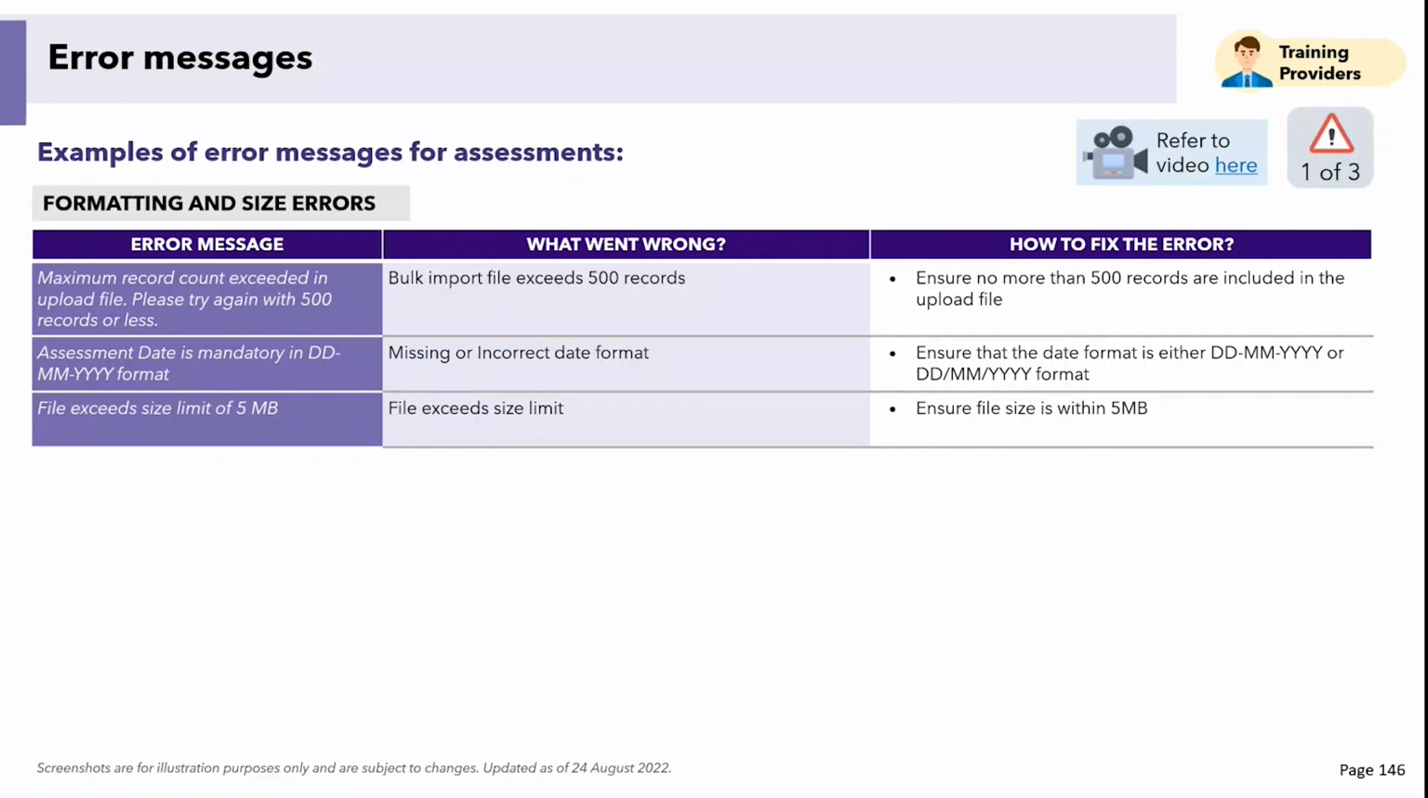The first category are formatting and sizing errors. So for example, the import file could have contained more than 500 records, and in this case, please re-upload the file with no more than 500 records. There could also be missing or incorrect date format on the Excel, so do ensure that the date format is in dashes when entering the details in the Excel. And lastly, the file size could be too big, so do ensure that the file size is within 5 MB.